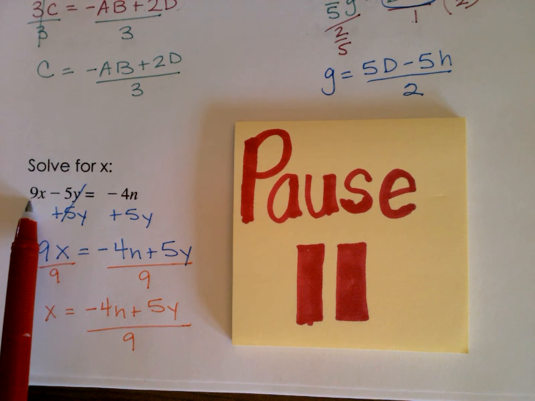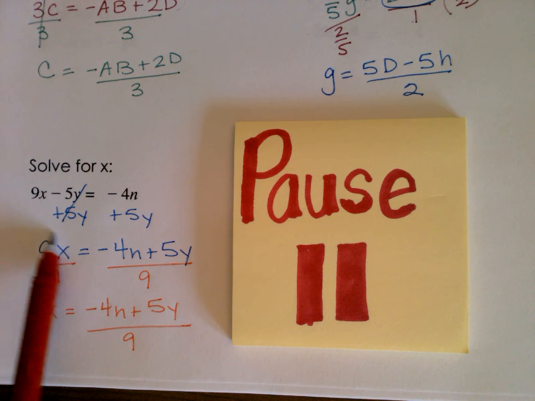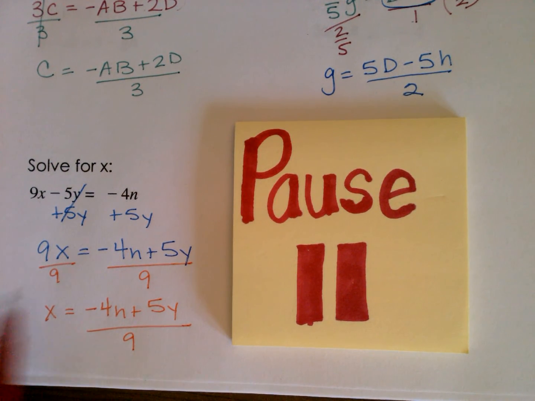I had a goal of isolating the x, so I added 5y to both sides, left with a multiplication problem, so I divided by 9. Didn't go any further because they are not evenly divisible.